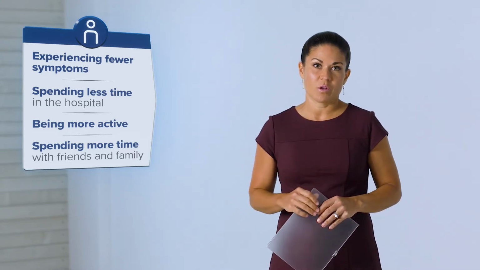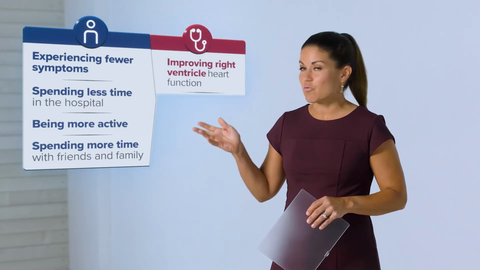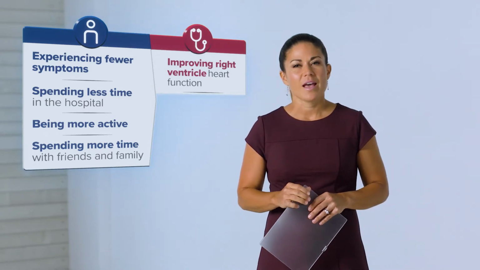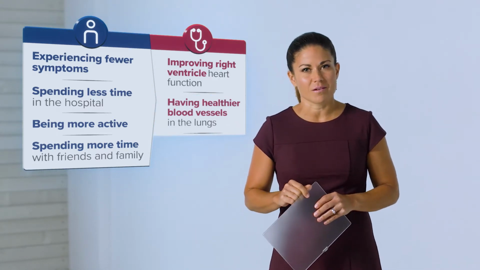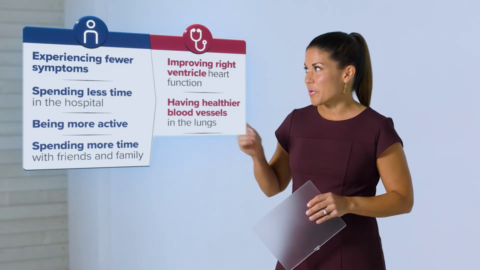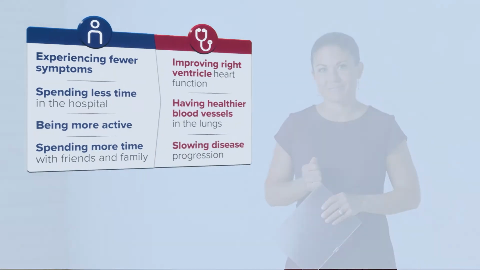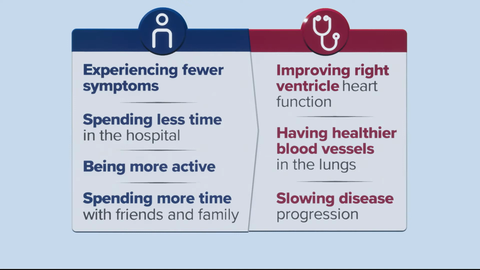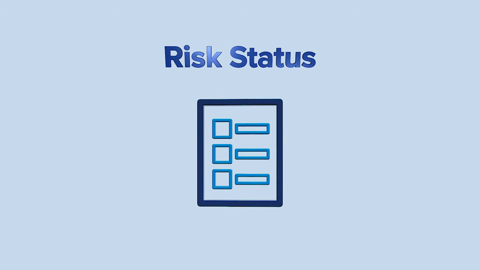Physician PAH treatment goals include improving right ventricular heart function, having healthier blood vessels in the lungs, and slowing disease progression. Let's talk about how you and your doctor can work together to reach these goals. I want to start by familiarizing you with the phrase risk status, which you might not have heard of before.